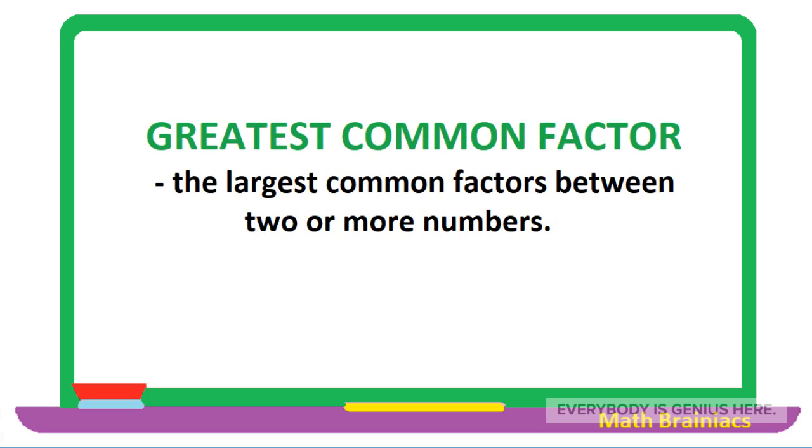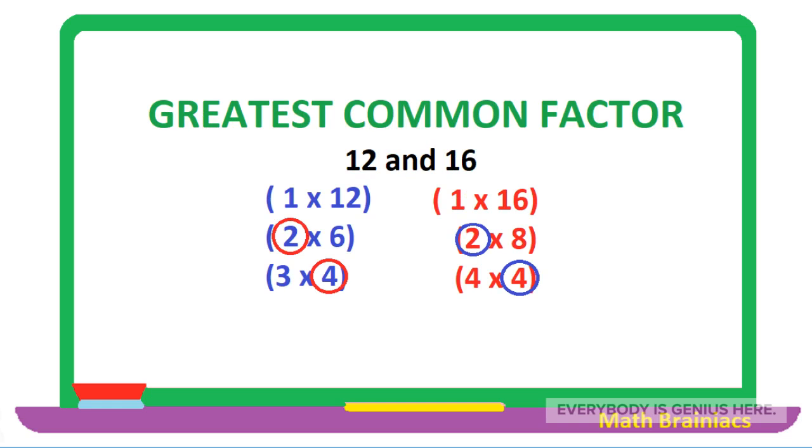A greatest common factor is the largest common factor between two or more numbers. Considering our example a while ago, accordingly, number 4 is the greatest common factor. This is the biggest number that is common between 12 and 16.